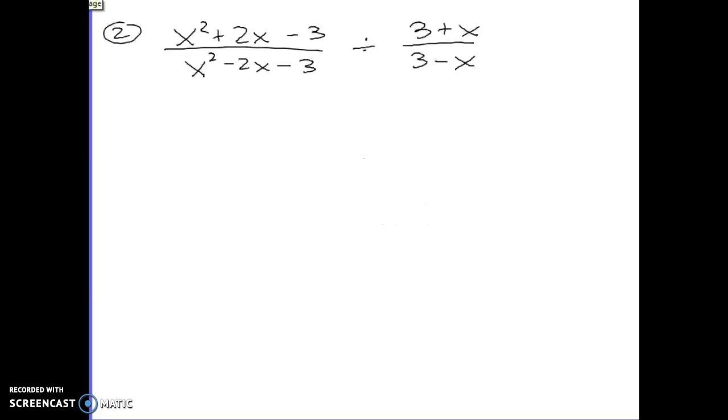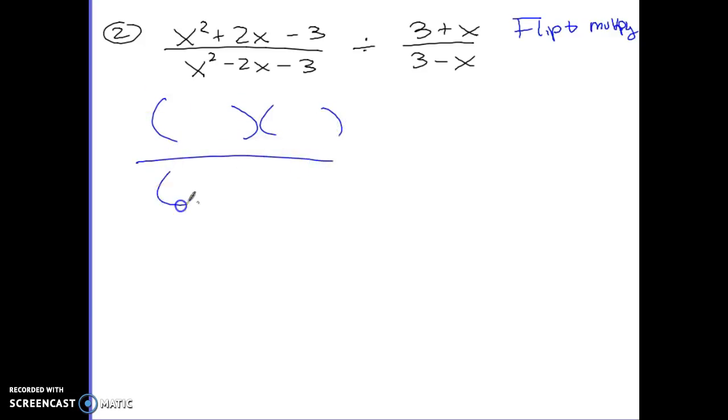Alright, so here's another one, only this time I'm dividing. And you guys already know this. When you're dividing fractions, you flip and multiply. So I'm going to factor this guy, and I'm going to flip around these. I'm going to do two things at once here, because mathematicians are a little lazy, and I don't have to write any more than I have to. So I'm going to flip these around.